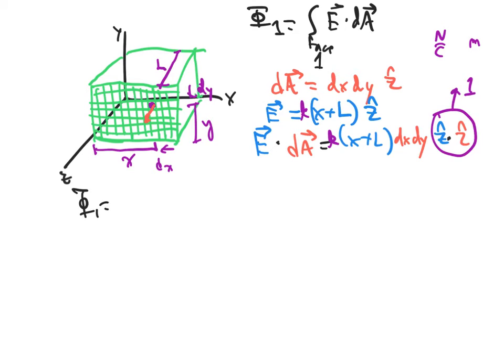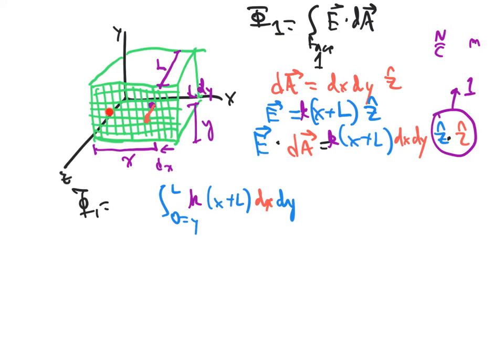So what does it mean to integrate over face 1? Well, it might mean pick some value of x, and then integrate that strip. In fact, what we really want to do is integrate that strip, and then that strip, and then that strip, and so on, which means we want to integrate a strip which is from 0 to L of our E dot dA. So k times x plus L dx dy, and then I want to integrate it.